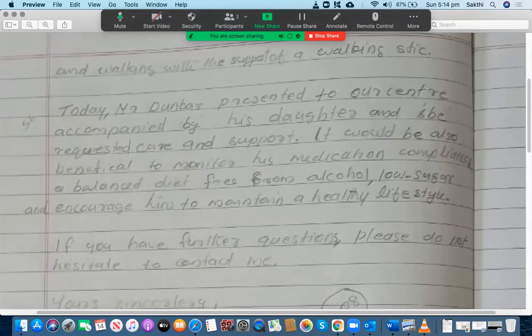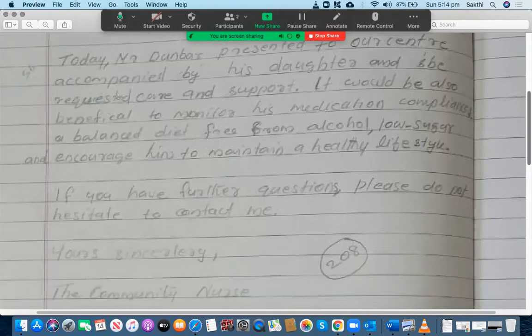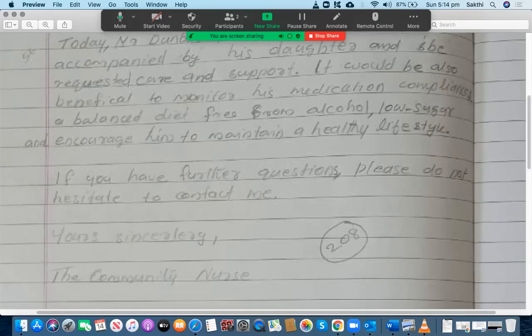Today, Mr. Dunbar presented to our center accompanied by his daughter, and she requested care and support. Okay, that's all right. It would be also beneficial to monitor his medication compliance. Compliance here you have written correctly. Medication compliance, balanced diet, free from alcohol, low sugar, and encourage him to maintain a healthy lifestyle. Okay, medication compliance, balanced diet, free from alcohol and low sugar.